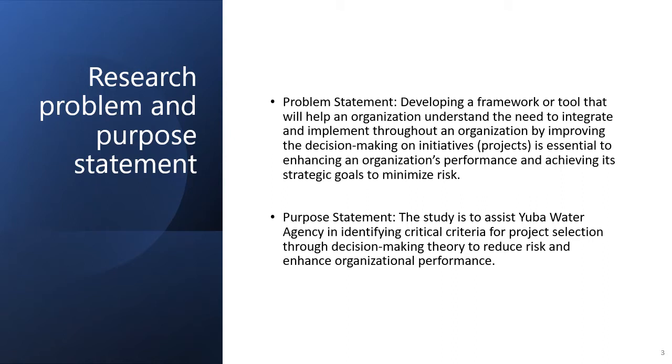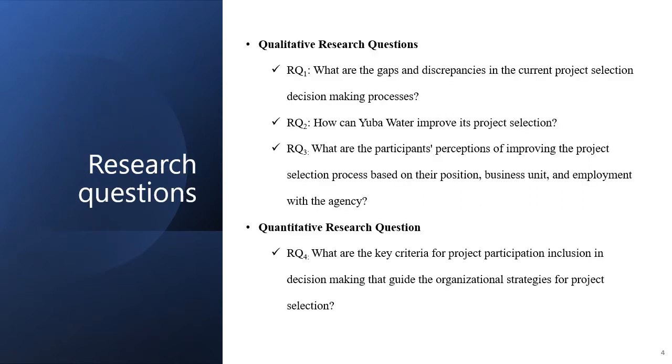And in this particular case, this study is focused on Yuba Water Agency, which is an organization in California, where the goal is to identify the critical criteria for project selection. So this is pre-project implementation. It's at that selection phase. Where do we put our resources? Is this the right project? Have we made the right decision on a solution for whatever problem we're trying to address? And we're going to do that through the lens of decision-making theory and with the goal to reduce risk and enhance organizational performance.